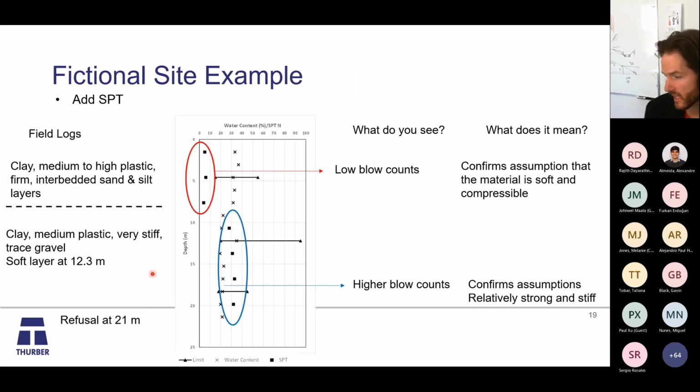So just the SPTs here again, talking through them, we've got low blow counts in the upper bit. It's confirming the assumption that the material is soft and compressible. And then lower down, it's confirming the assumption that it's relatively strong and stiff. So we've made our assumptions, and then as we add more and more layers, they're either confirming or challenging those.